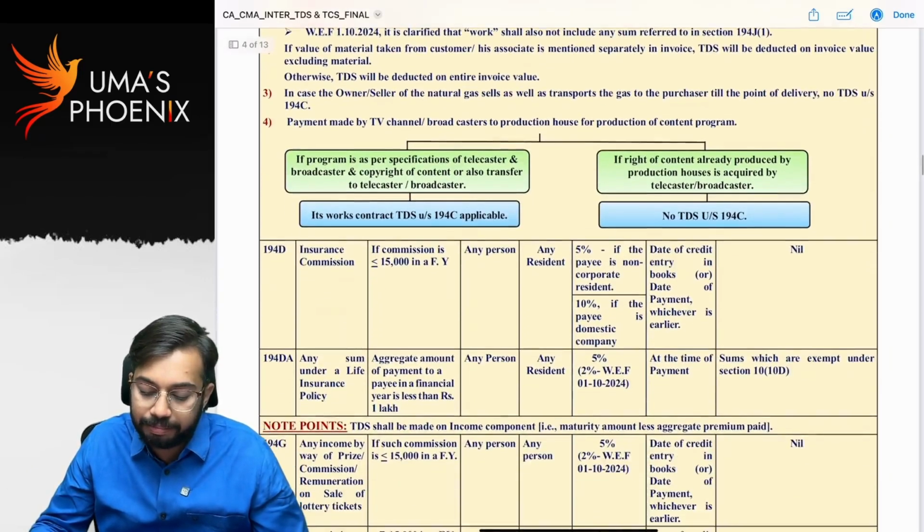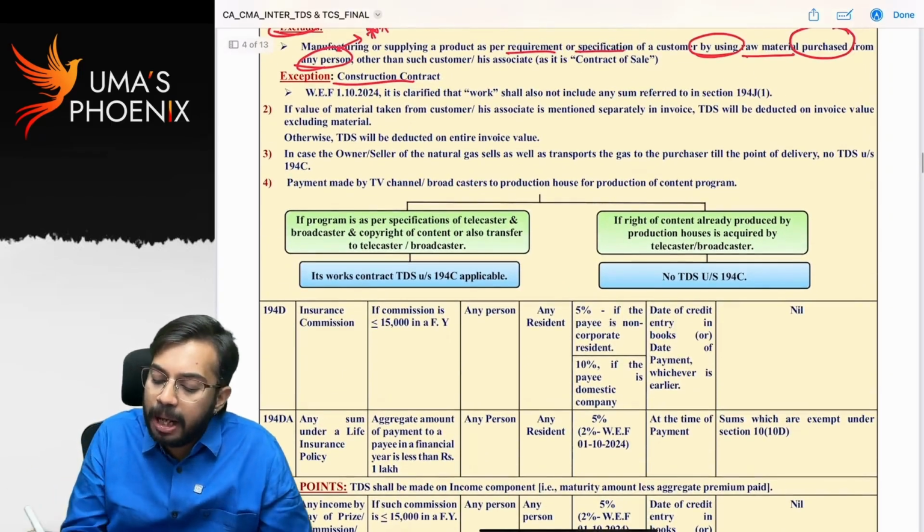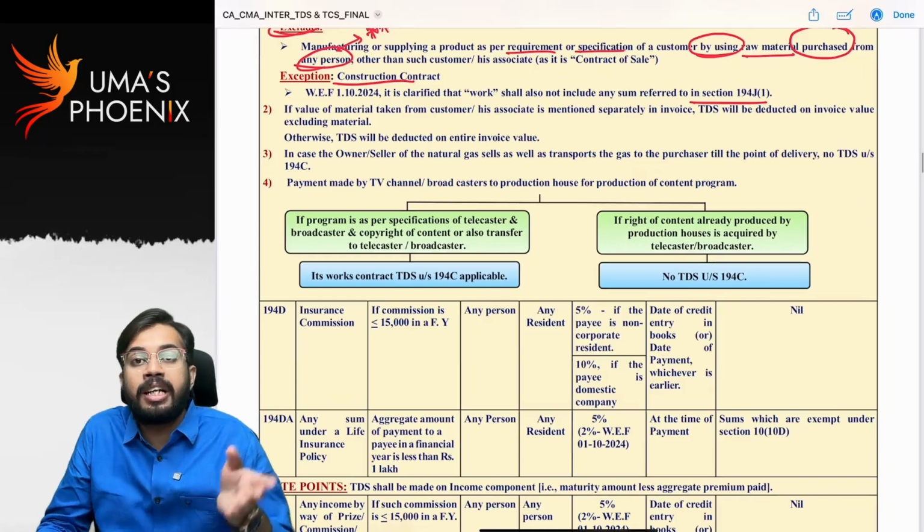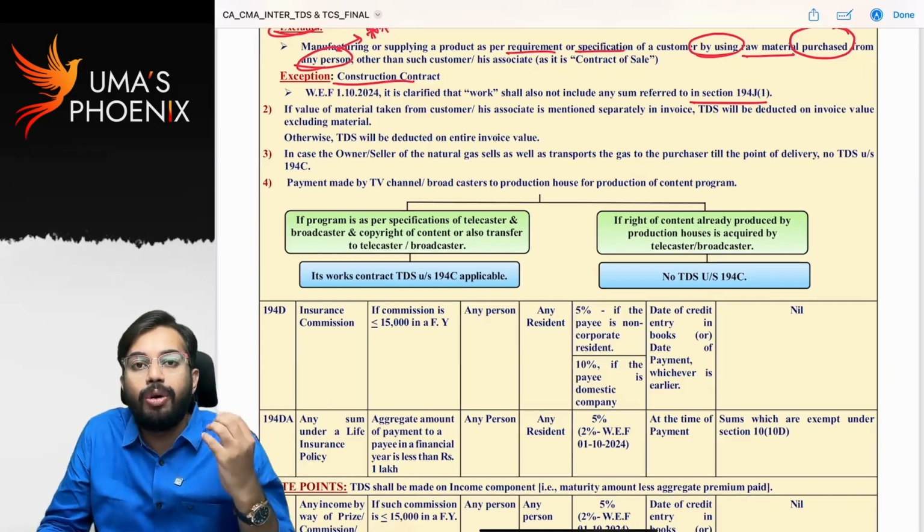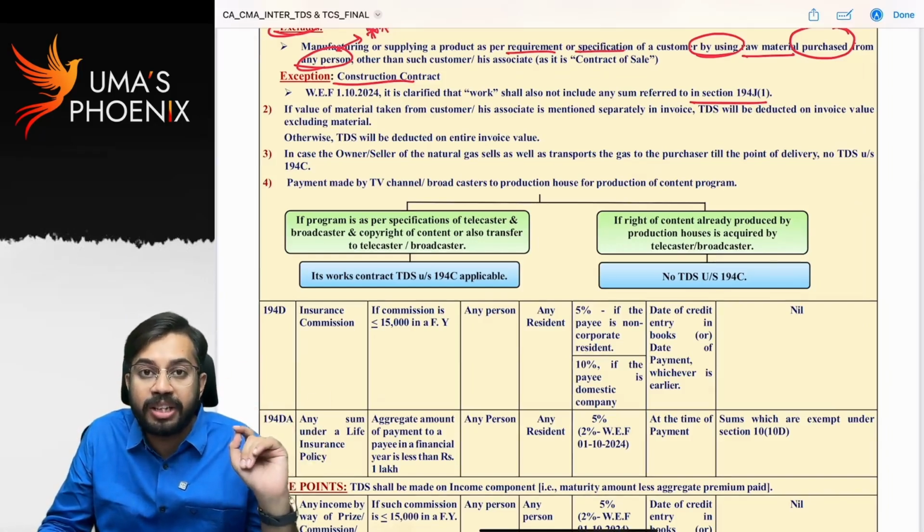Is it clear? Next, on any payment, if TDS is required to be deducted under section 194J, no TDS is required to be deducted under section 194C. Is it clear?